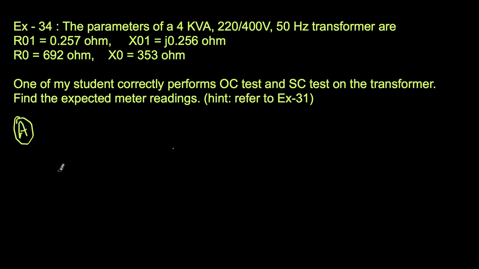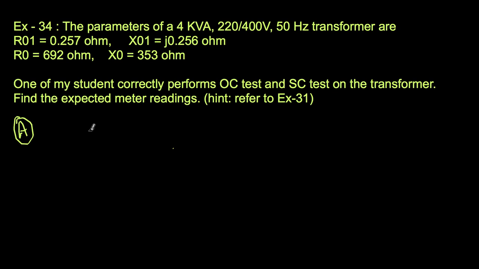Look at this one, R naught and X naught. The open circuit test is usually conducted at the low voltage side. So already this is in the primary, 220 volts. The meters are at 220 volts.